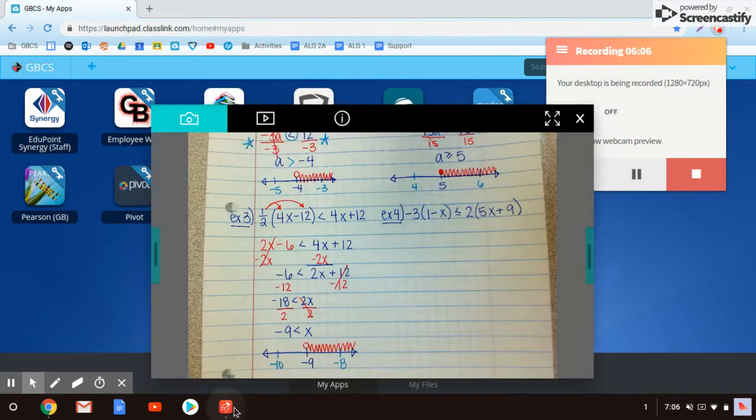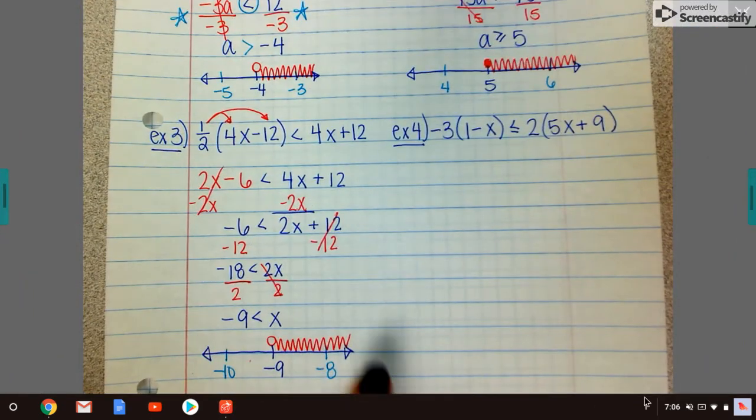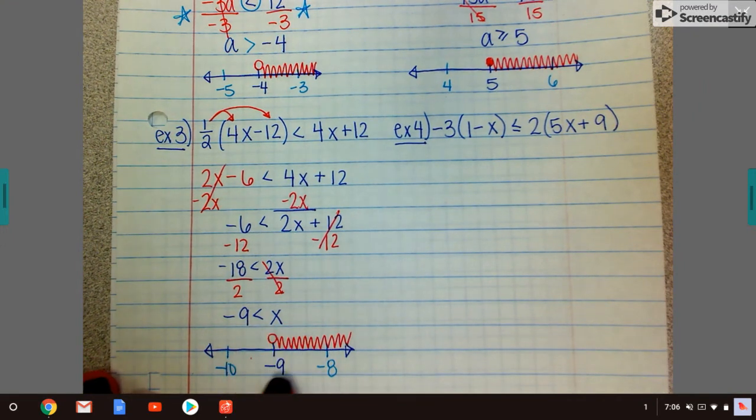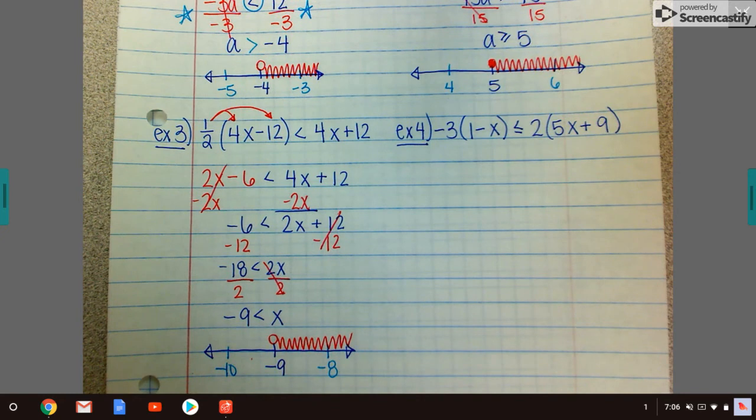All right, let's see how you did. So let's see, I have finished this one out, and I have -9 is less than x. So I'm shading to the right of -9 and have an open dot there. Check your work with mine and see how it looks.